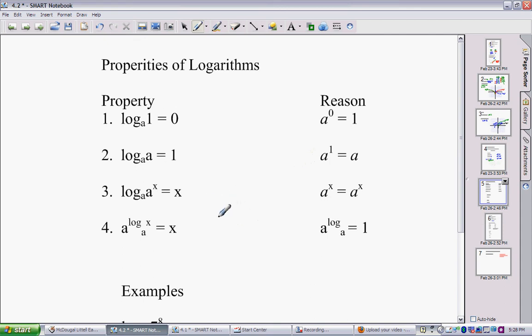Log base a of a to the x equals x. When you switch it to an exponent, it goes to a to the x equals a to the x. This is written a little funky, so it's really a to the log base a of x. It goes to x. This all cancels each other out, and you get x equals x.